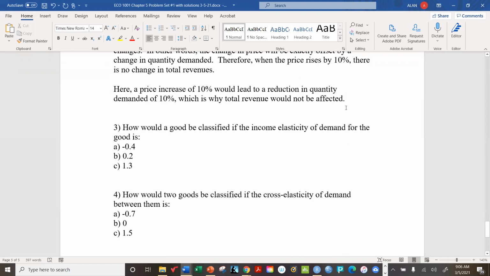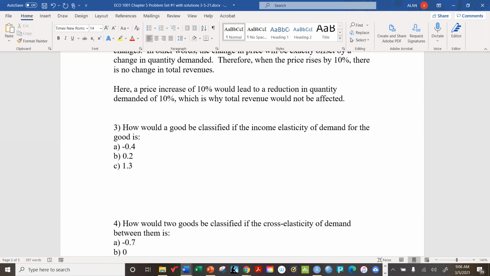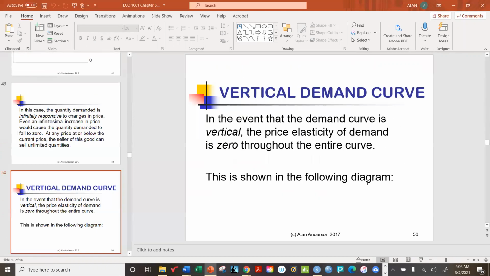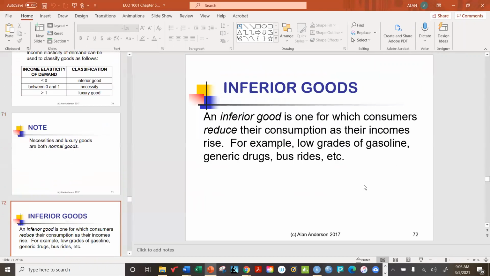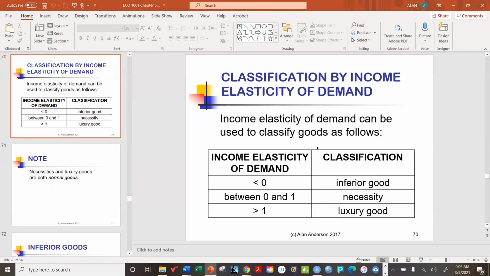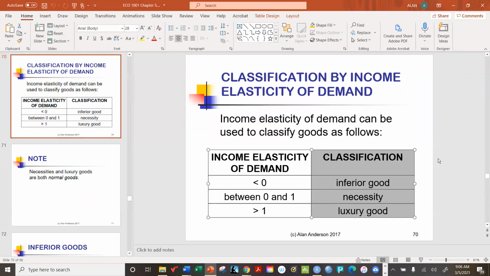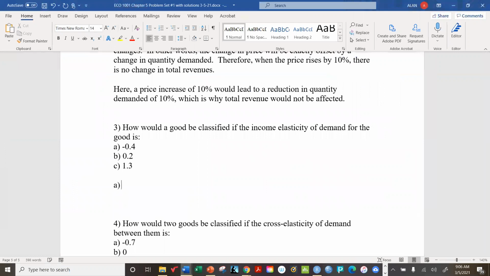All right, now this one is pretty straightforward. How would a good be classified if the income elasticity of demand is, and then we have three of them. So just a quick reminder here. As far as income elasticity of demand is concerned, let me just jump ahead and show the categories to you again. The categories are a little bit different. We're mainly interested in the signs, but you can see that within the positives, we have two subclassifications, I guess you could call them. So in the first case, since the income elasticity of demand is negative, this is an inferior good.